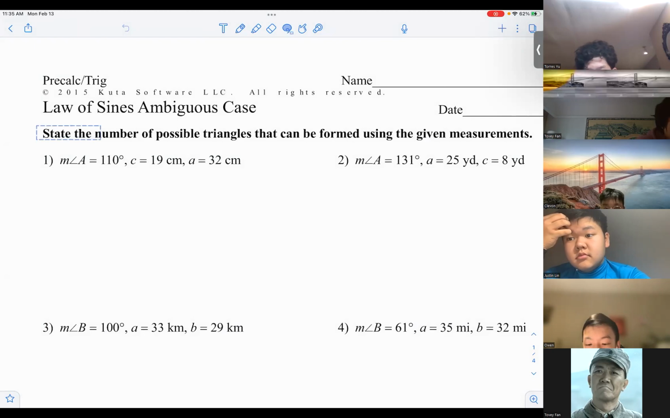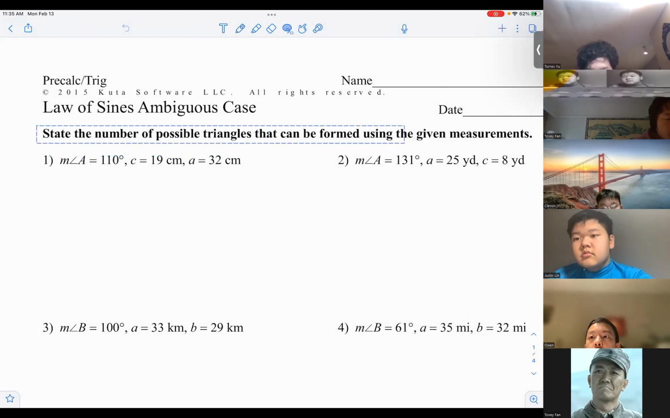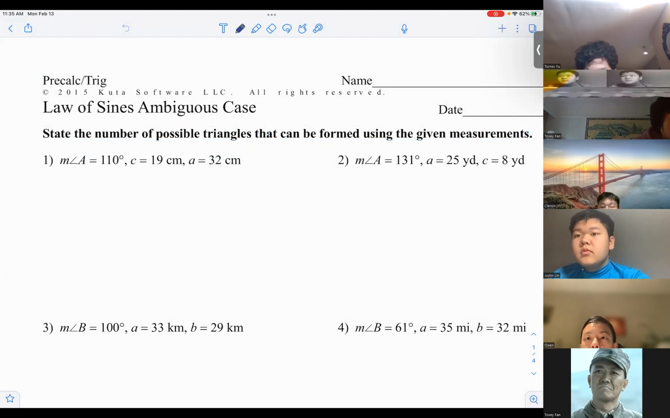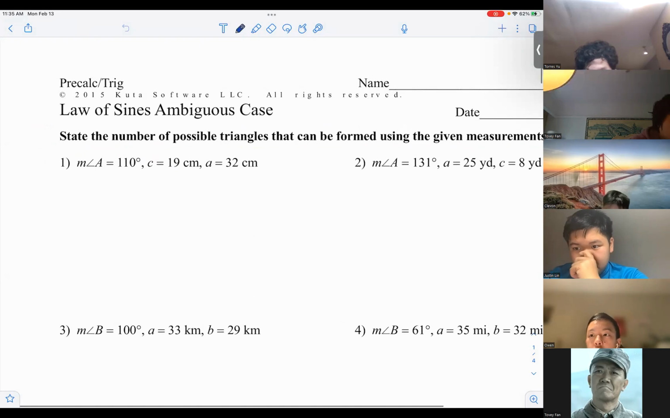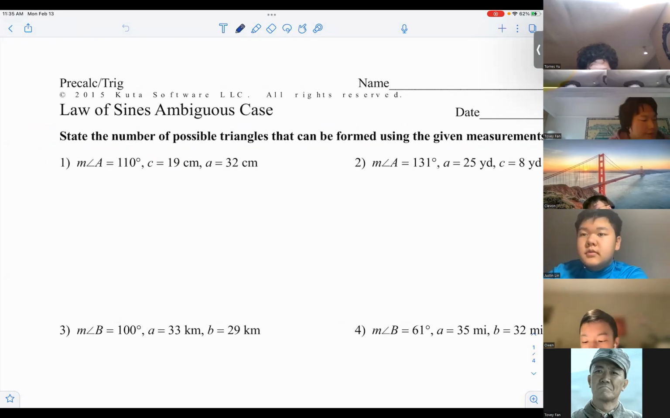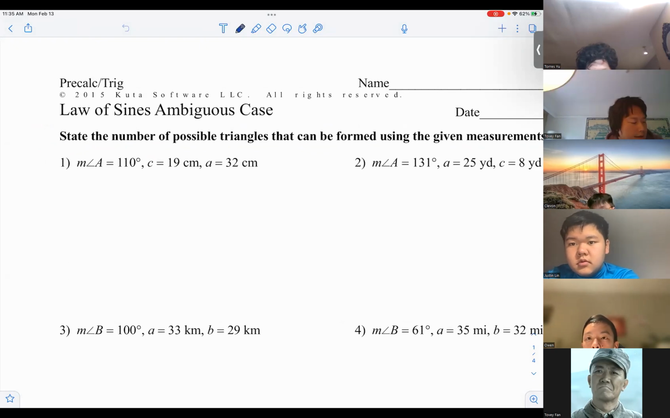So the question is asking you to state the number of possible triangles that can be formed using the given measurements. As we explained, you either have one possible triangle or two possible triangles. So you have to try. It's a pretty lengthy process, right? So to keep you guys focused and to understand if you have understood what we talked about, I'm going to assign each stage to each one of you.